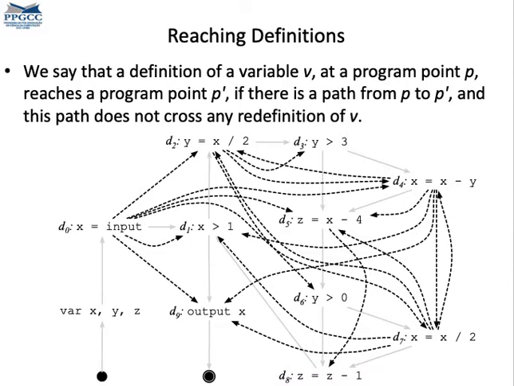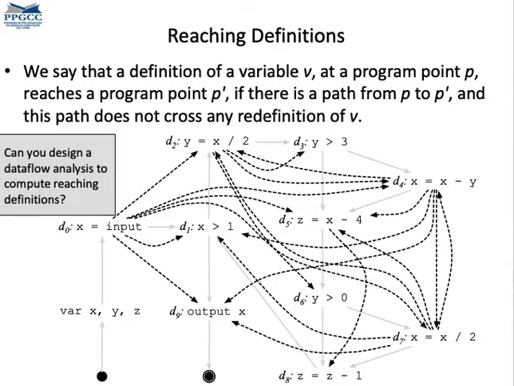So we say that a definition of a variable v at some program point p reaches a program point p prime if there exists a path on the CFG from p to p prime and this path does not cross any new definition of v. That's pretty similar to liveness, right? But it's different too. Can you remember the difference? And now that we have defined reaching definitions, do you know how we could compute this analysis? Can you think about what information we would be recording? And how this information would be transferred?